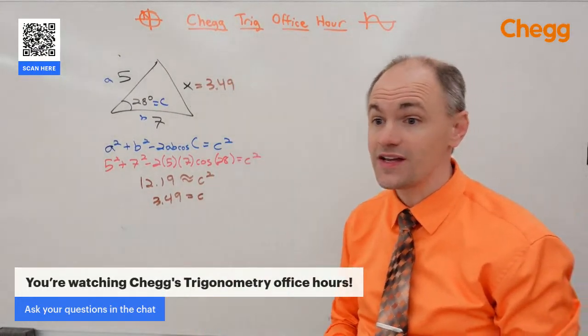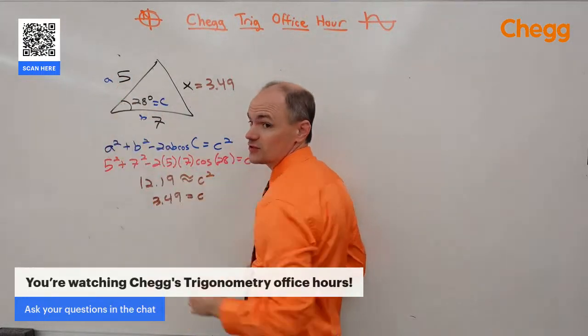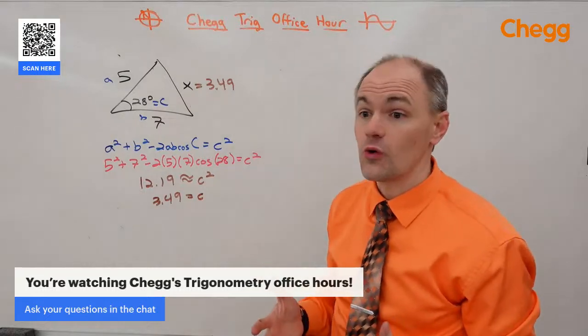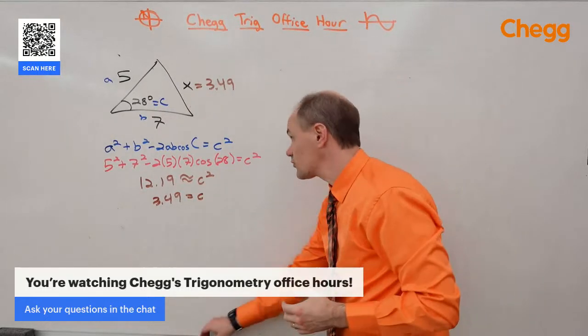So that's one way we can use the law of cosines, if you know 2 sides and the angle between them, the law of cosines comes out quite nicely. Now, there's other times we can use the law of cosines as well.